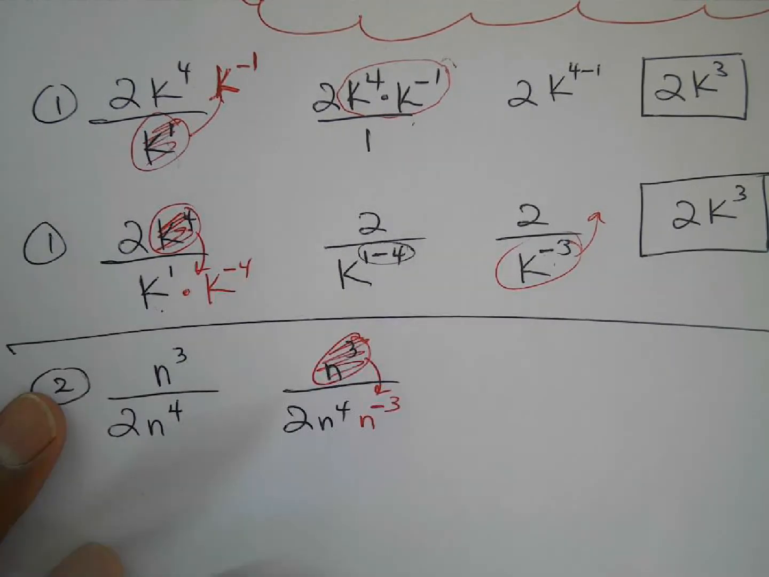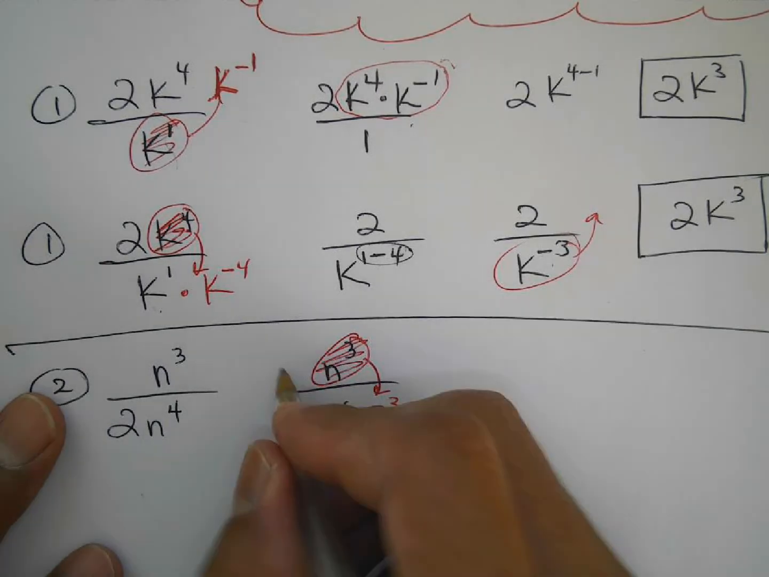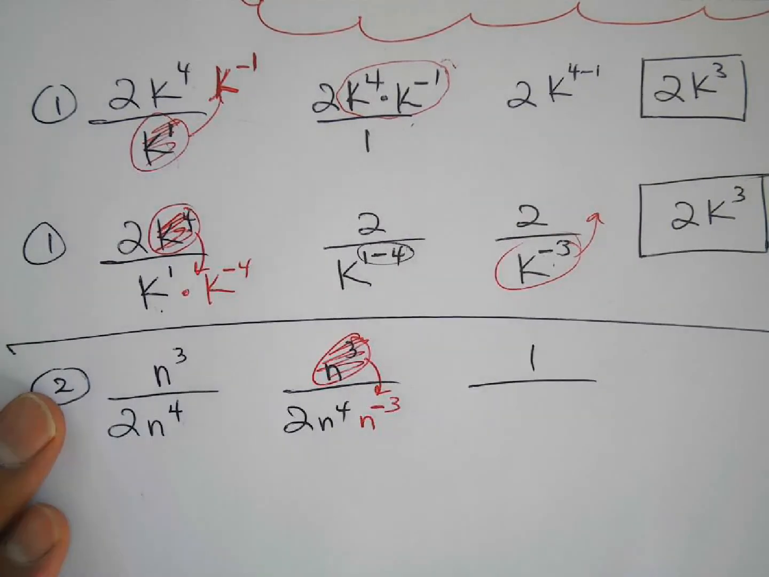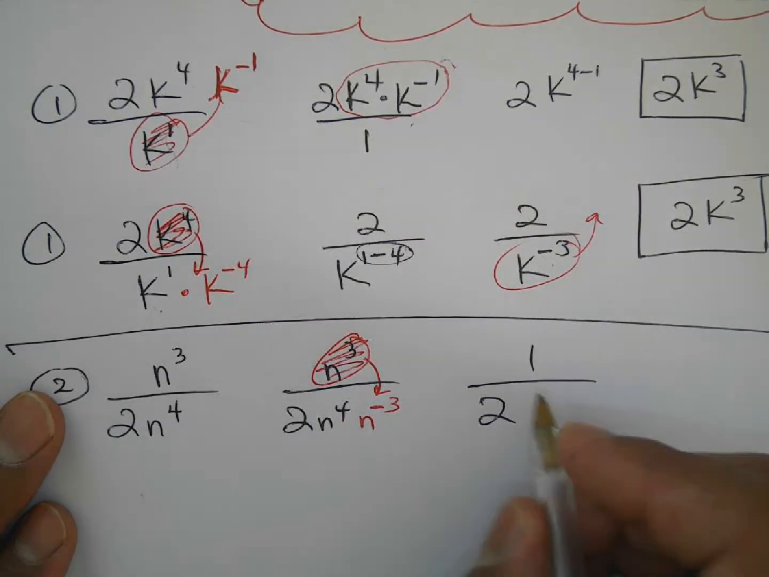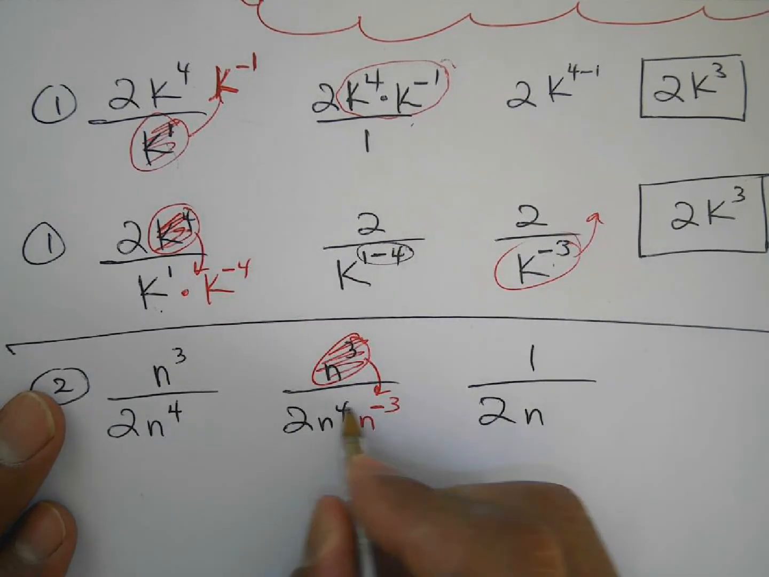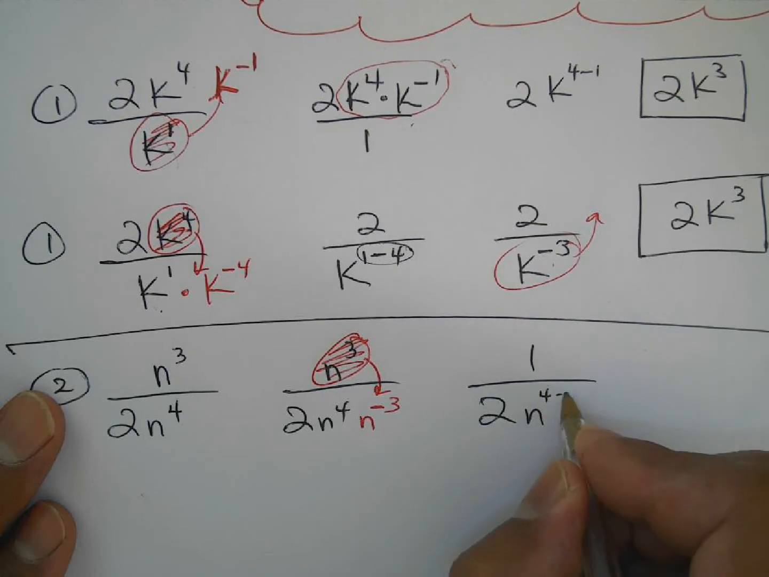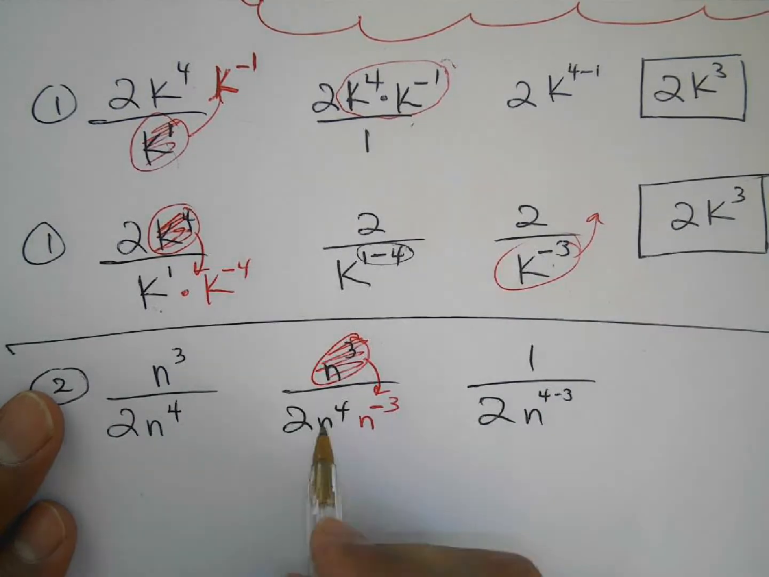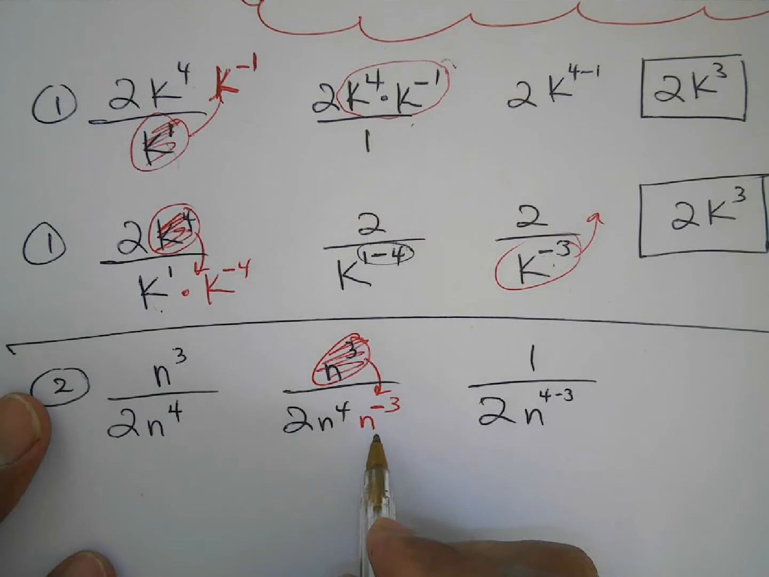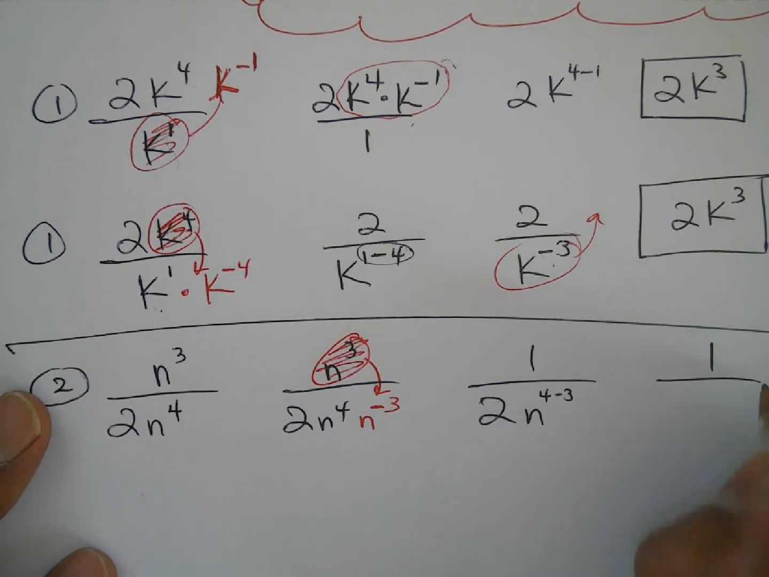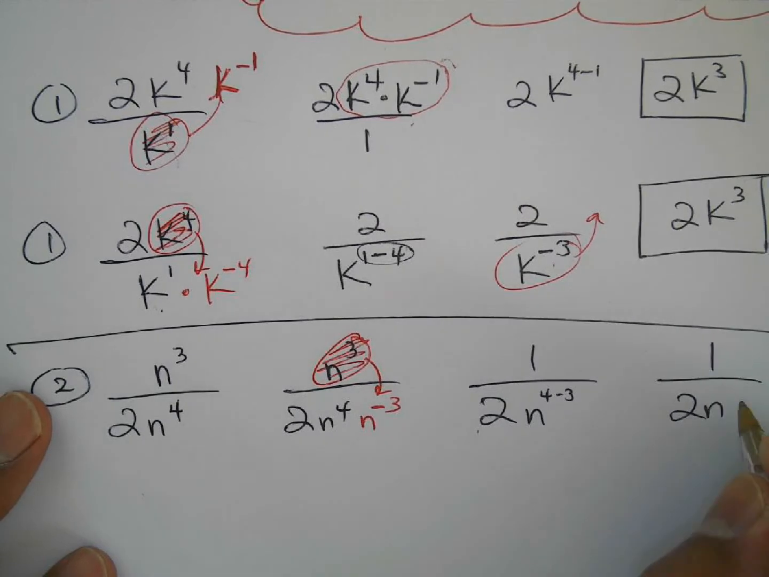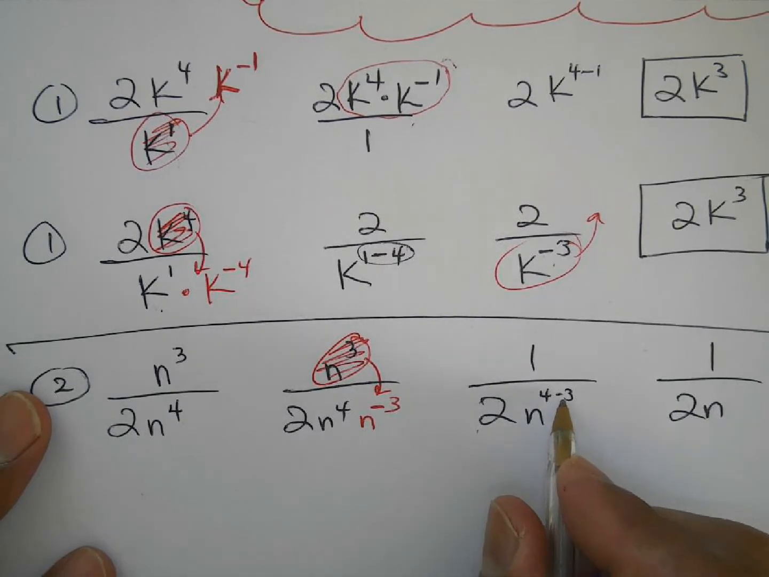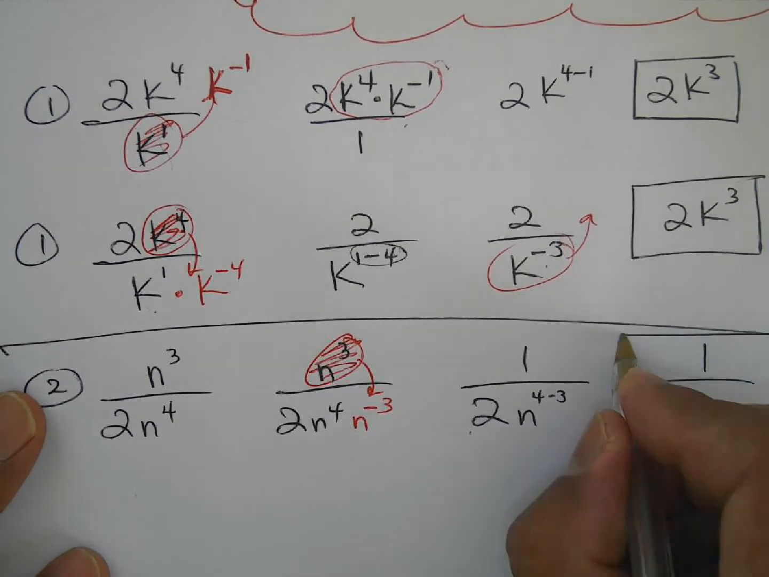So now it's not here and it's down here. So what's left on the top? There's nothing there. 1 over. I got the 2. And then now this is n to the power what? You add these 4, take away 3. Add a 4 with a negative 3. That's like 4 take away 3. You get your answer 1. With a 2, the numbers are the n to the power of 1. 4 take away 3 is 1. You could put a 1 there or you don't have to put a 1.